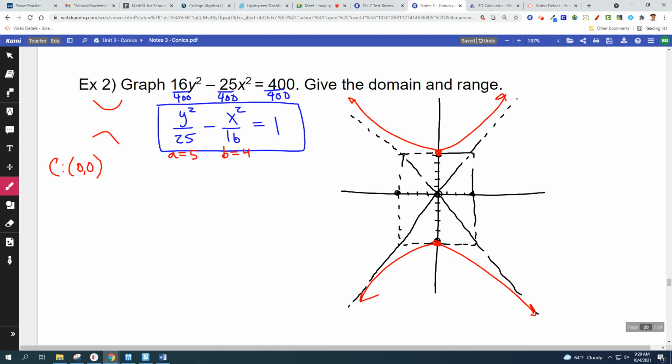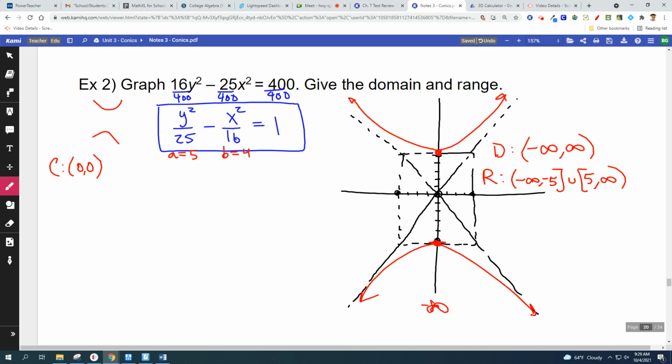So domain, all real numbers. Range, this time it's not all real numbers. Start down here at negative infinity, and goes to, what's this number, negative 5? From negative infinity to negative 5, unioned with positive 5 to positive infinity.